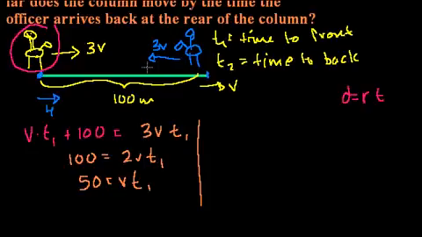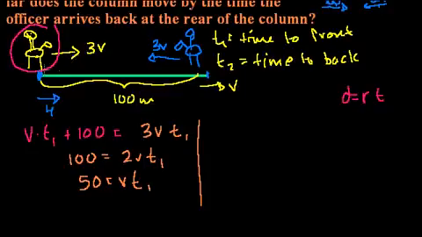So the back of the column is going to be approaching the rider with a velocity of 4v. When you have two velocities moving in opposite directions, right? If I move in this direction at 60 miles per hour, and you're moving in that direction at 60 miles per hour, relative to me, if I assume that I'm stationary, you would look like you're coming at me at 120 miles per hour. So that same idea, this officer is going to be approaching the back of the column with a velocity of 4v.